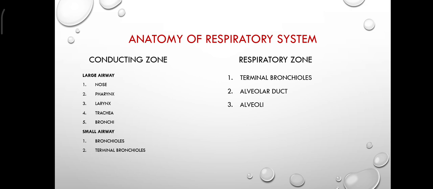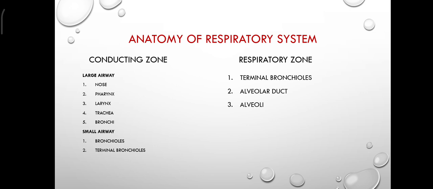The respiratory system consists of two parts. First of all, conducting, and second one is the respiratory part. The conducting part conducts the air, and the respiratory part of the bronchial tree is the site where gaseous exchange occurs.